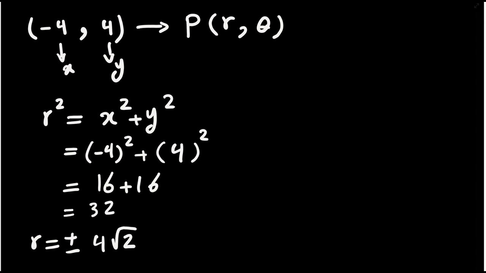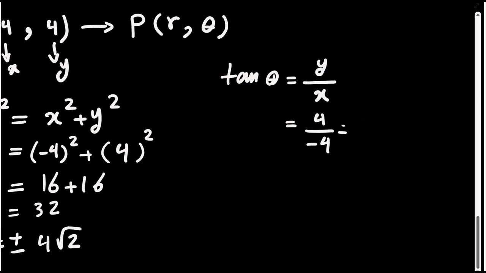Actually, the direction determines whether r is positive or negative, based on theta and the direction that we choose. But definitely the radius is always a positive amount. Then we need to calculate theta. To calculate theta based on x and y, we know that the formula is tangent of theta equals y divided by x. Y here is 4 and x is -4. So it's -1.